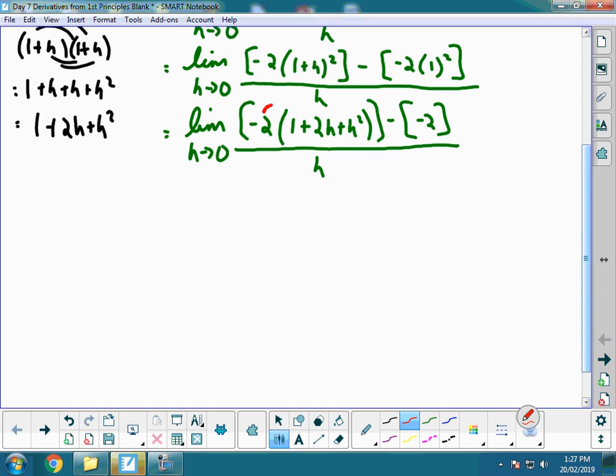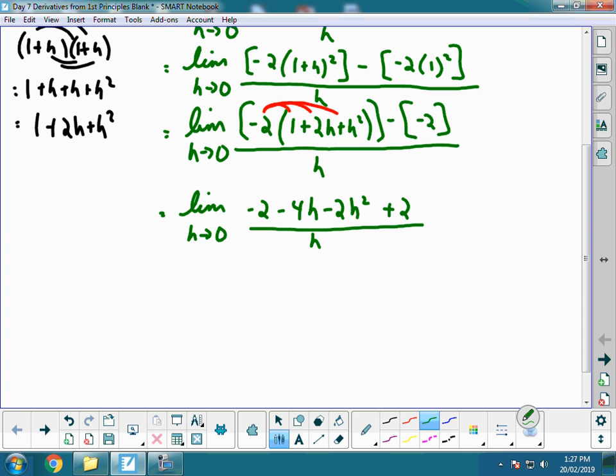Keep simplifying. I'm now going to multiply this by negative 2. So it's negative 2 minus 4h minus 2h squared. And this is going to be a minus minus 2, so that becomes a plus 2, all over h. Good news that it's a plus, because we know that the constants should all cancel, and there's a negative 2 plus a 2, so that's going to cancel. And that will allow me to divide by h. I couldn't do that before because not everything had an h in it, but now all that's left has h's in it. So I can divide everything by h.